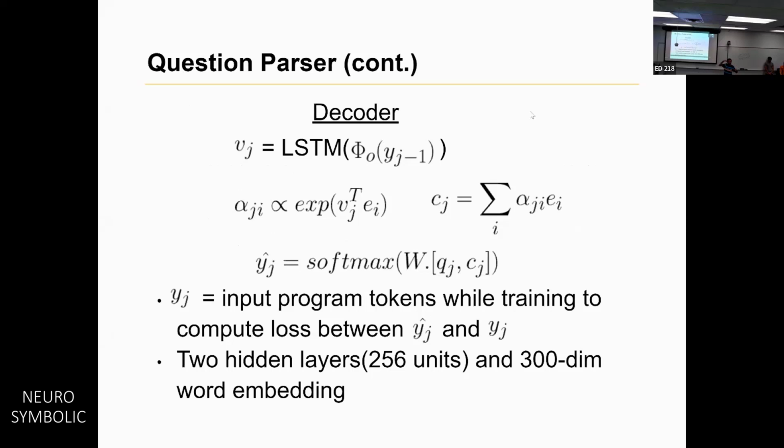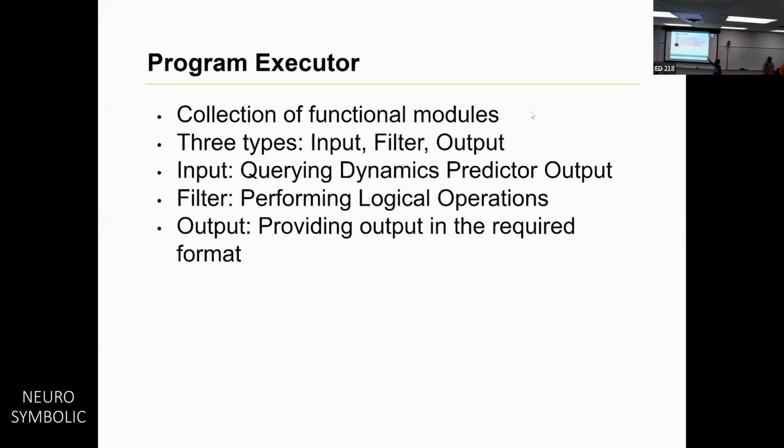And in the program executor, there is a part where they will be merging that and giving an output of yes or no. So the program executor is basically a collection of different modules which can be categorized into input, filter, or output. The way these modules are represented, sequentially laid down, will depend on the output of the question parser. And the input modules will be querying the output from the dynamics predictor.